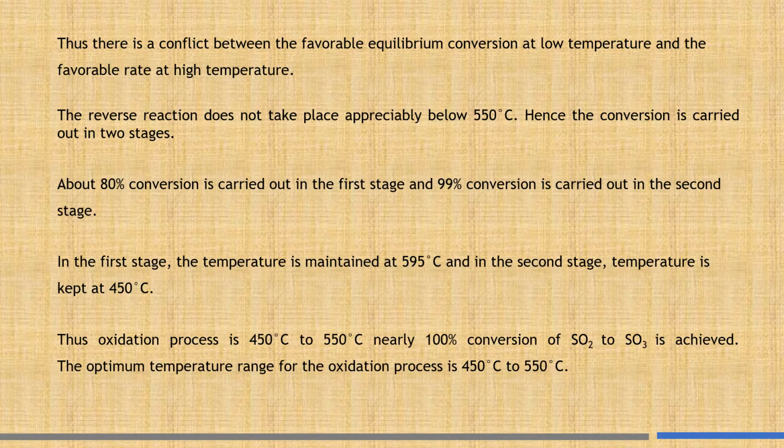Thus, the oxidation process is carried out at 450 degrees Celsius to 550 degrees Celsius. Nearly 100% conversion of SO2 to SO3 is achieved. The optimum temperature range for the oxidation process is 450 degrees Celsius to 550 degrees Celsius.